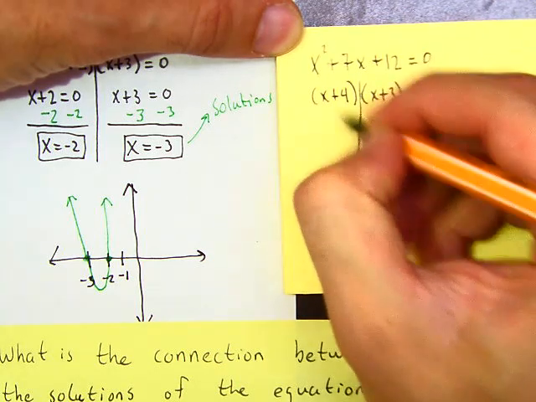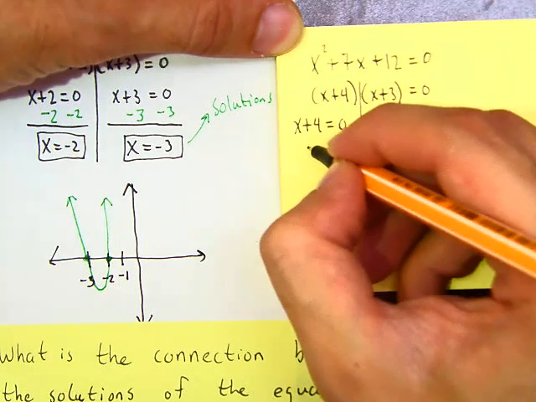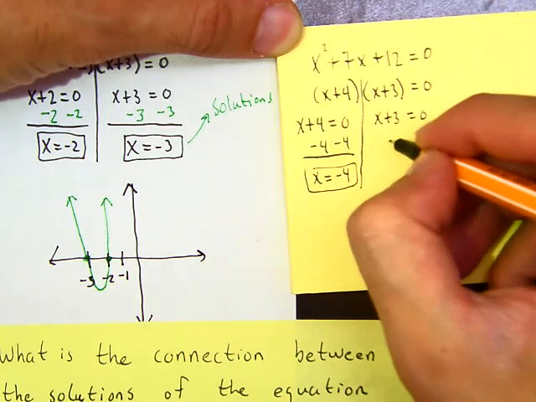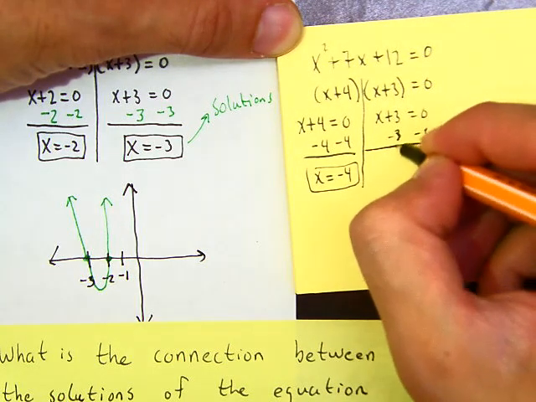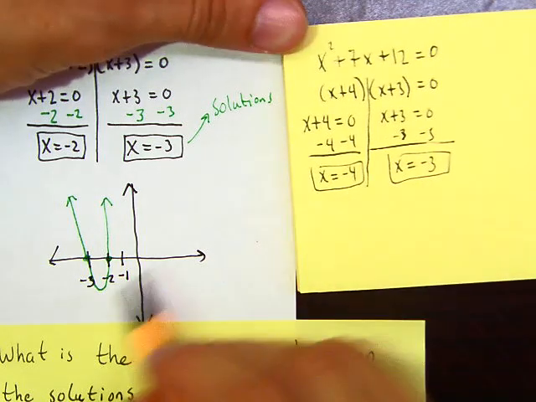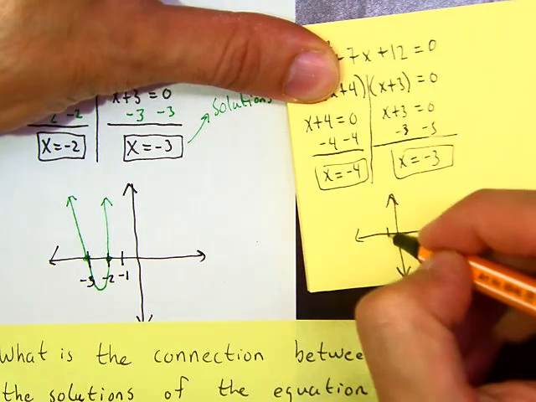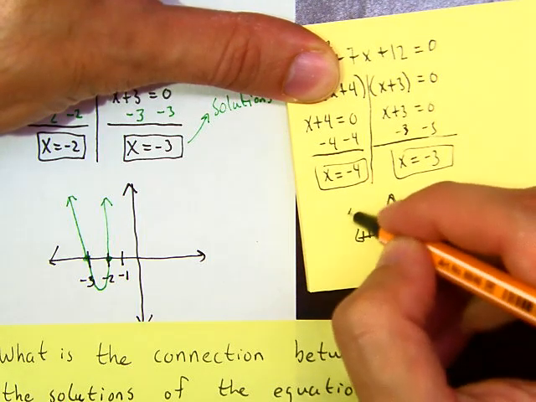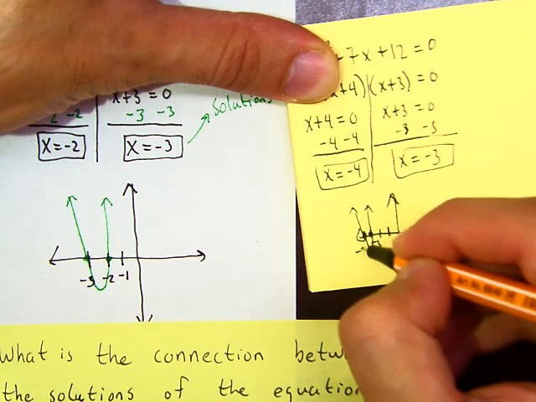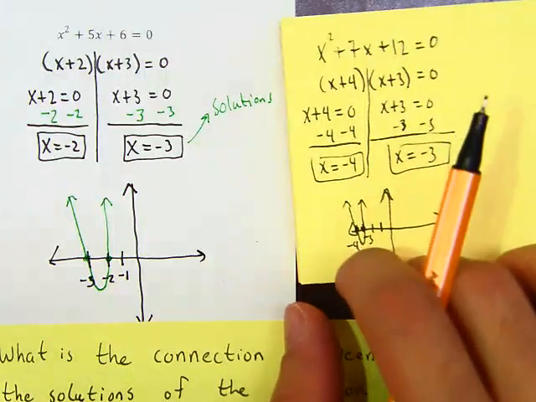So then what do you do? You say x plus 4 equals 0. X plus 3 equals 0. So you do minus 4, x equals negative 4. Minus 3, x equals negative 3. And what do these two values represent? They have to represent where the graph intersects the x-axis. So if this is like negative 1, negative 2, negative 3, negative 4, it has to hit these 2 points over here of negative 3 and negative 4. Okay? I know I drew that really small, but I hope you get the idea.